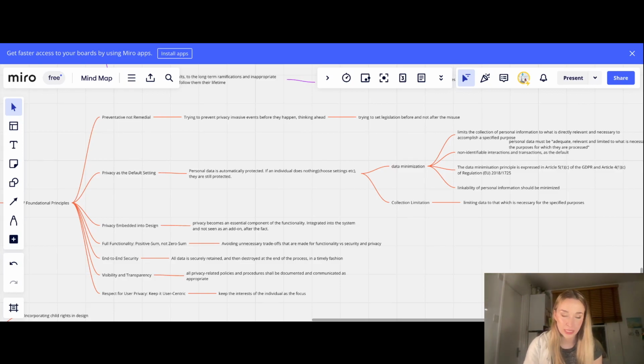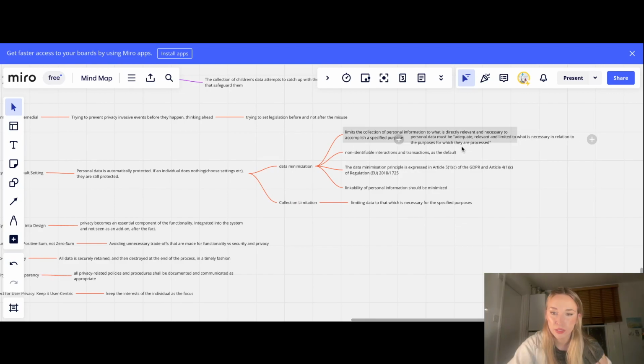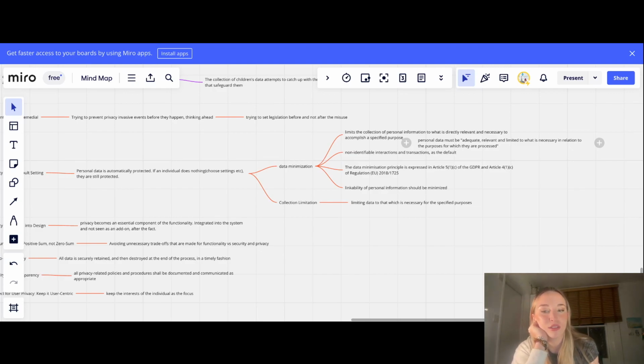Privacy is the default setting. Personal data is automatically protected. If an individual does nothing, so choose the settings or the cookies, they are still protected. So protection as a default. Data minimization limits the collection of personal information to what directly is relevant and necessary to accomplish a specified purpose. Personal data must be adequate, relevant, and limited to what is necessary in relation to the purposes for which they are processed.